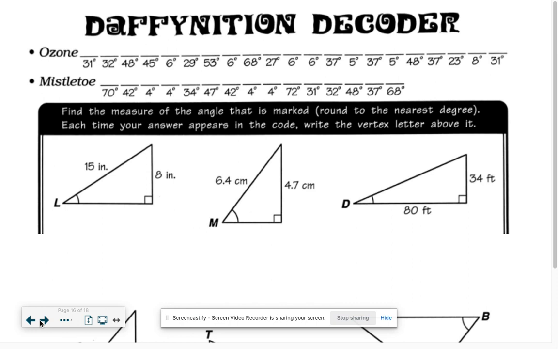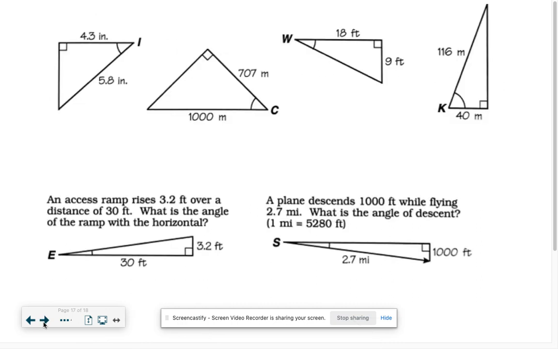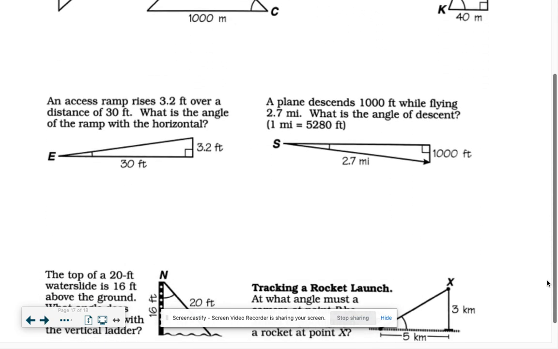But can we jump down to number S, the airplane one? Number S. Well, then we use the letters on this one. This airplane one, right there. Let's do this one together because it's kind of weird, once everyone gets here. Is there any other weird ones in this one? No, this is the only goofy one. All the other ones you can just label and type it into your calculator.